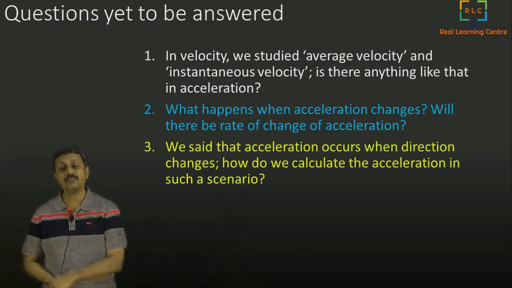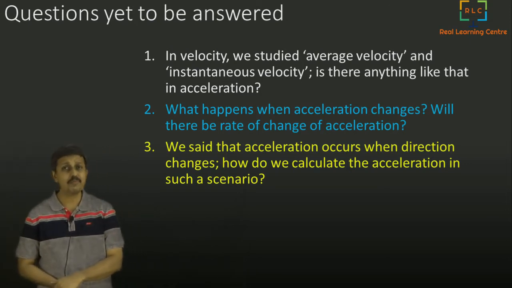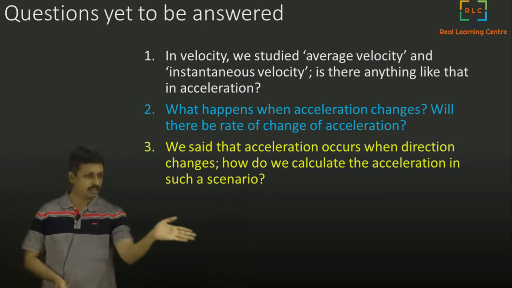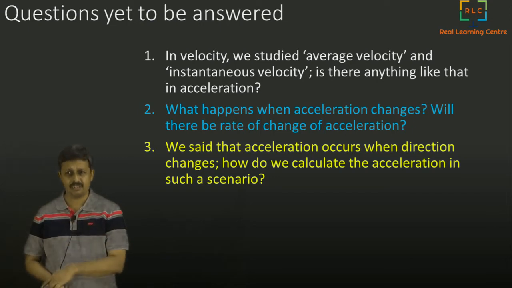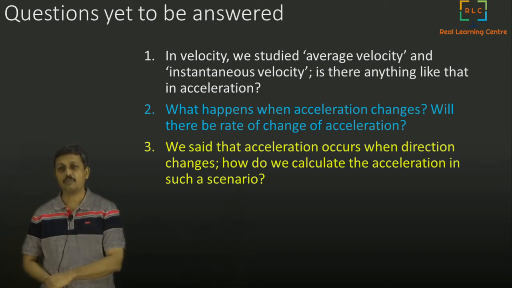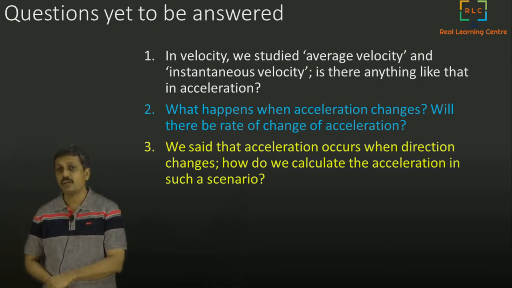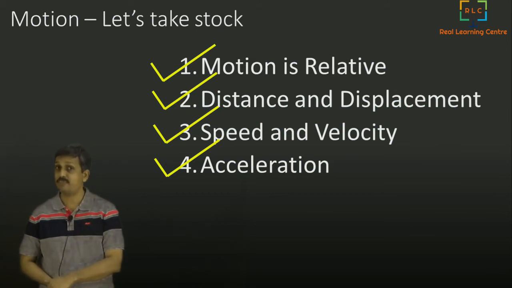And then finally, we said that acceleration occurs not only when speed changes, but when direction changes too. So when direction changes and speed is not changing, how are we going to calculate this v minus u by t? This requires vectors. So that again we are going to postpone and talk about this kind of acceleration a little later.